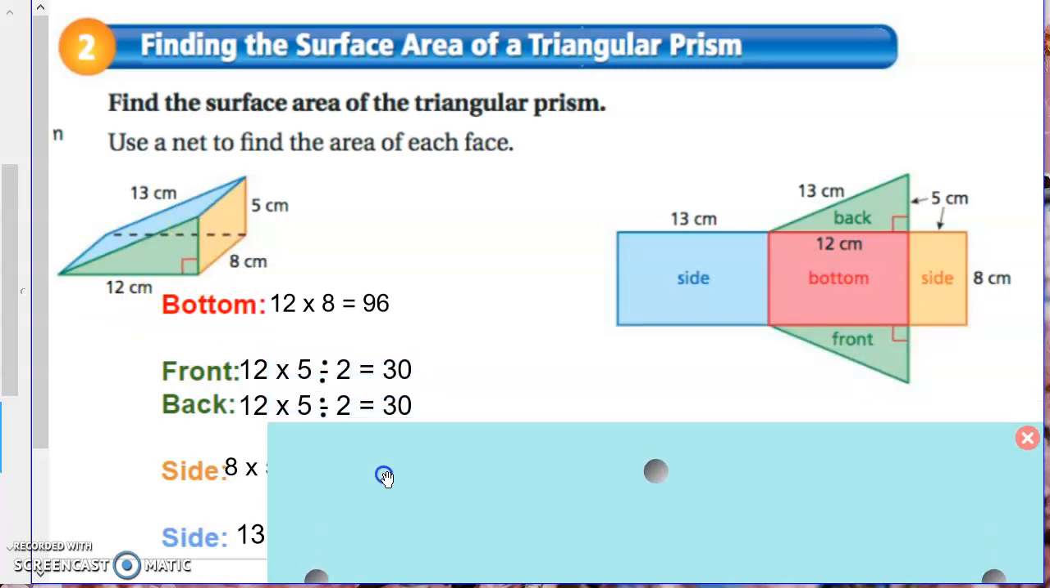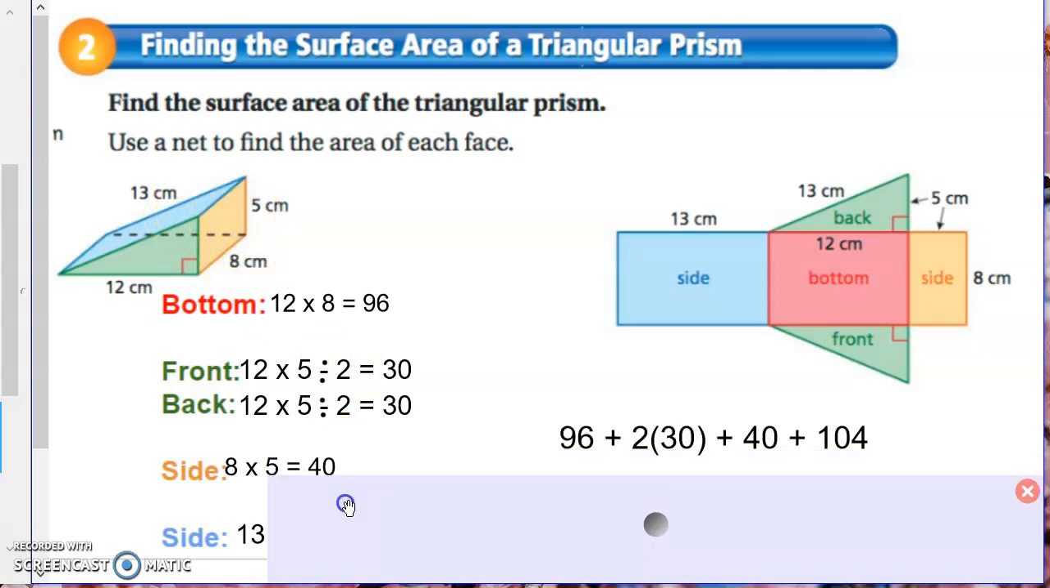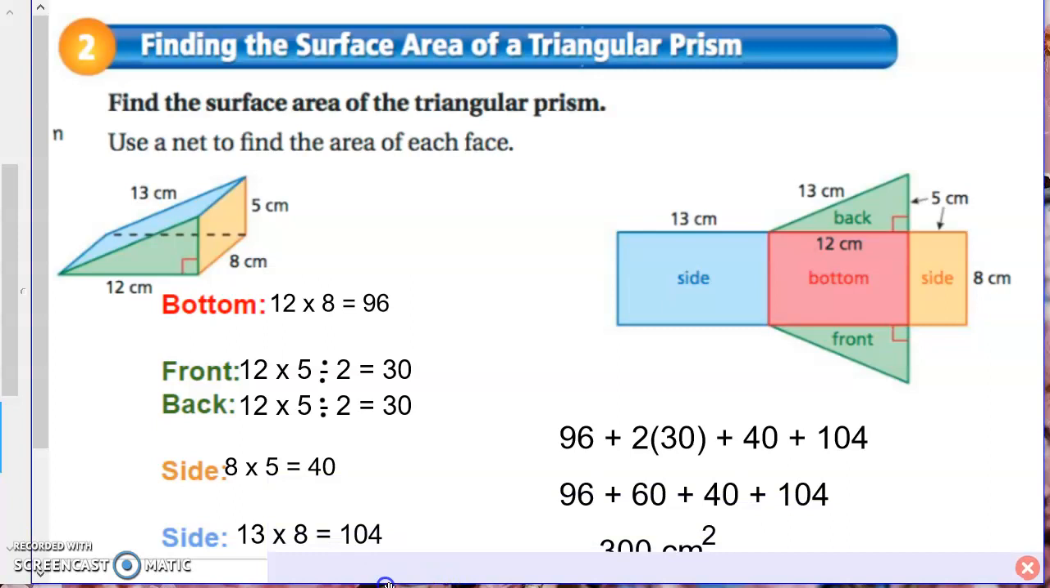Now luckily my back triangle is that exact same measurement, so I just do the exact same thing for my back measurement area. 12 times 5 divided by 2 is 30. Then I look at this side, and that's another rectangle. 8 times 5 would give me 40. And then my last one would be this side here, which would be 13 times 5, which gives me 104.